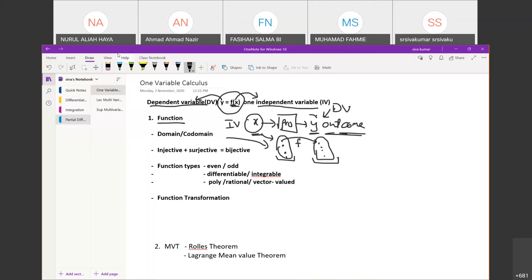Now the important one here, you might have learned this word injective. Injective means it's a one-to-one relationship here. Surjective is onto.